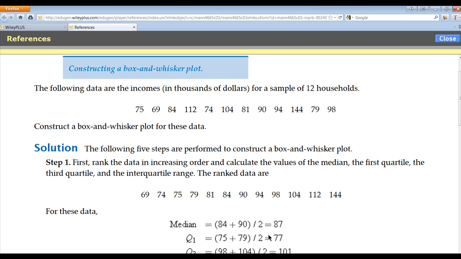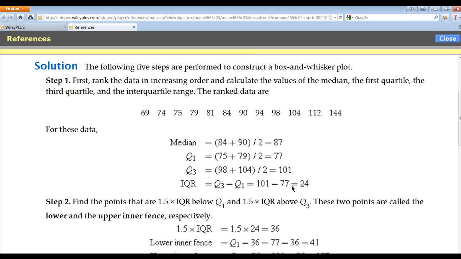The lower quartile: there are 12 values, so 1/4 of the data is 3. I'm sorry, it's 3. So we have to go between 75 and 79, so it's right here. That's 77. The upper quartile is between these two. And the IQR is this value minus this value. So 101 minus that, this is 24. That gives me an idea of the spread.